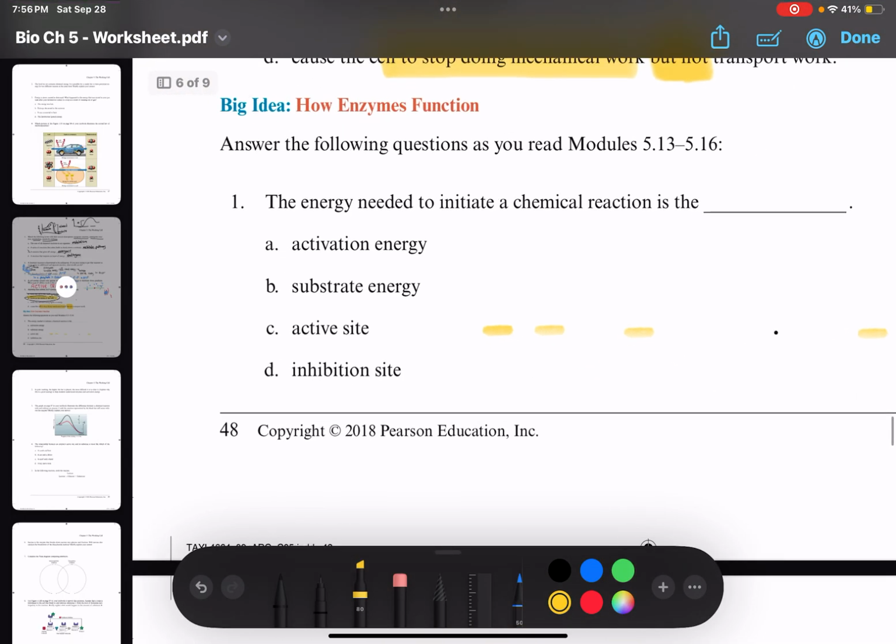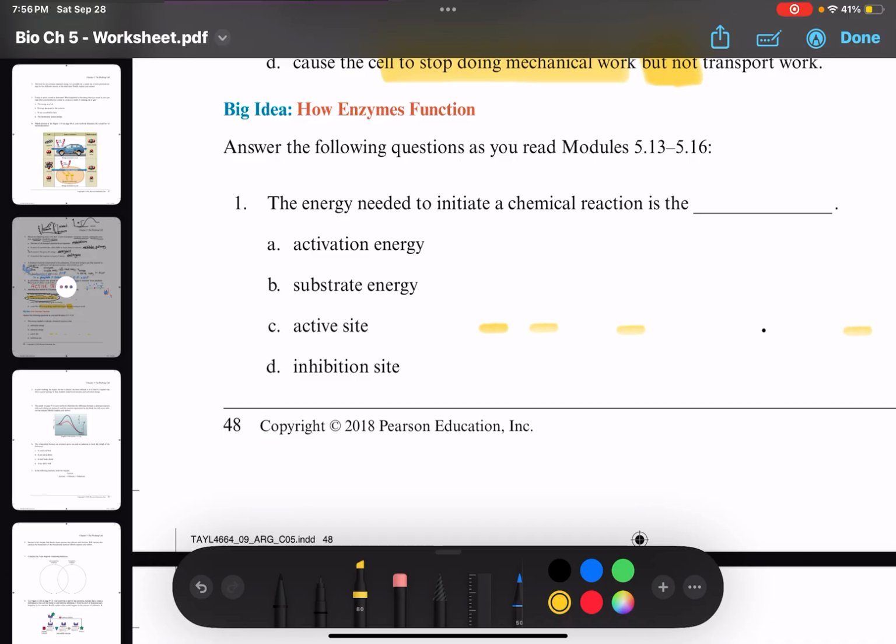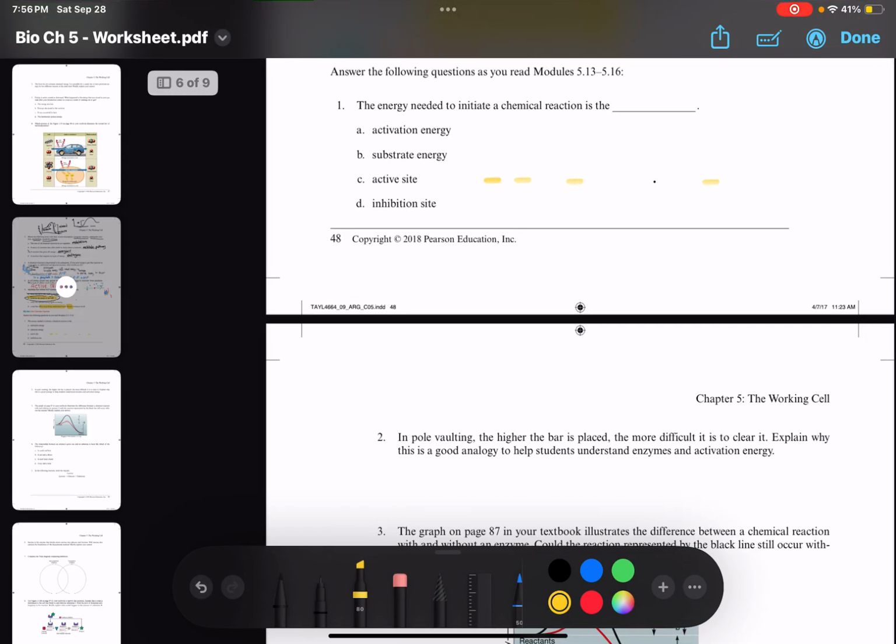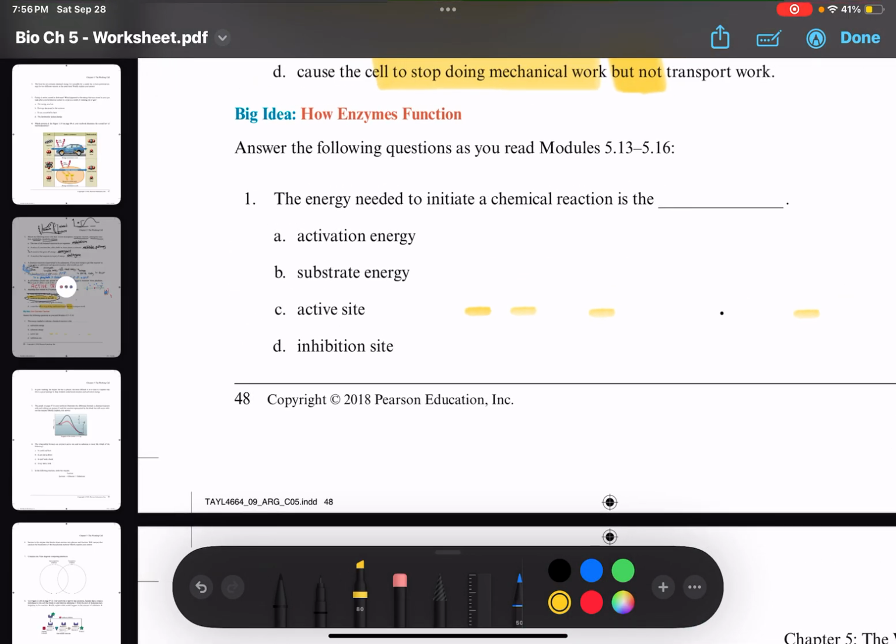All right. Answer the following as you read the modules. Energy needed to initiate a chemical reaction. You guys should know this. This is activation energy. If you look at a diagram of anything requiring activation energy, let me just draw it again. It looks something like this. This portion is our activation energy.